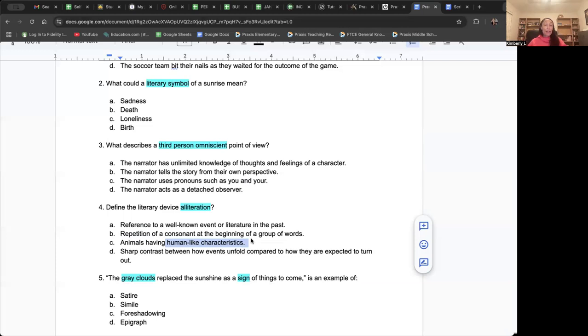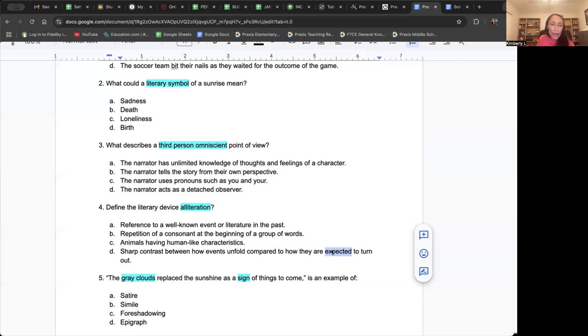And finally, the D, sharp contrast between how events unfold compared to how they are expected to turn out. When I see that word sharp, unfold, and expected, I think irony right away because irony is things are seemingly going along well, kind of as expected as far as a story or a plot, how it's unfolding, and then there's a twist somewhere in the story, maybe at the end. And it's ironic because it's kind of different. It goes in stark contrast to your expectations.